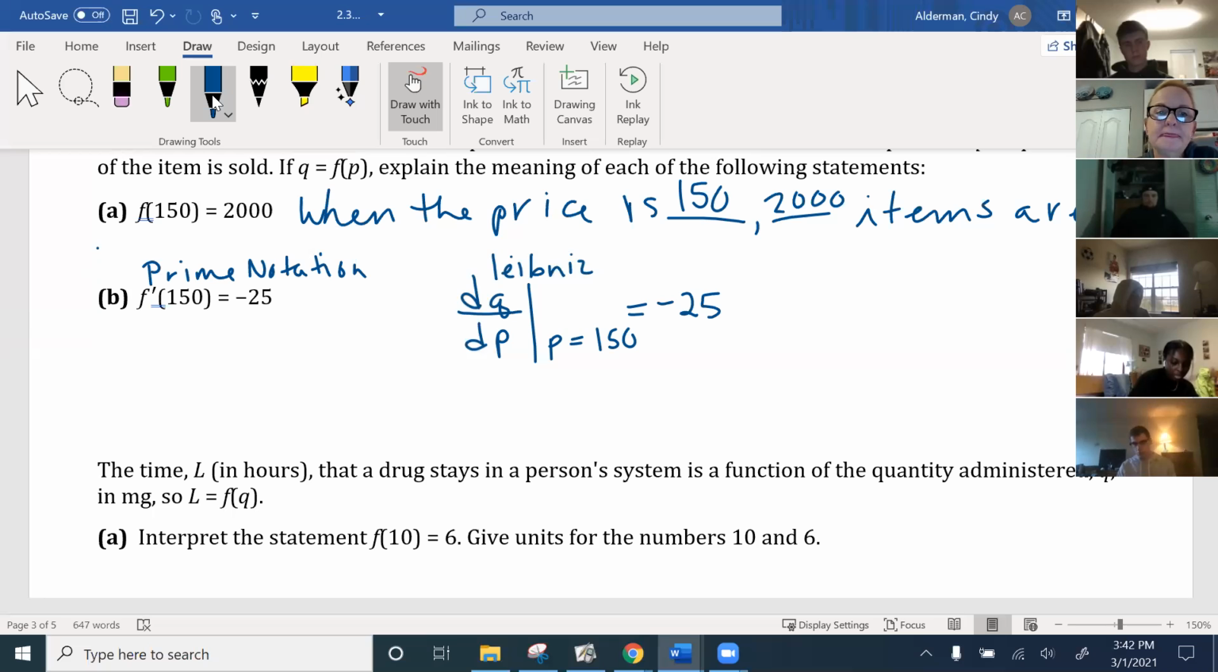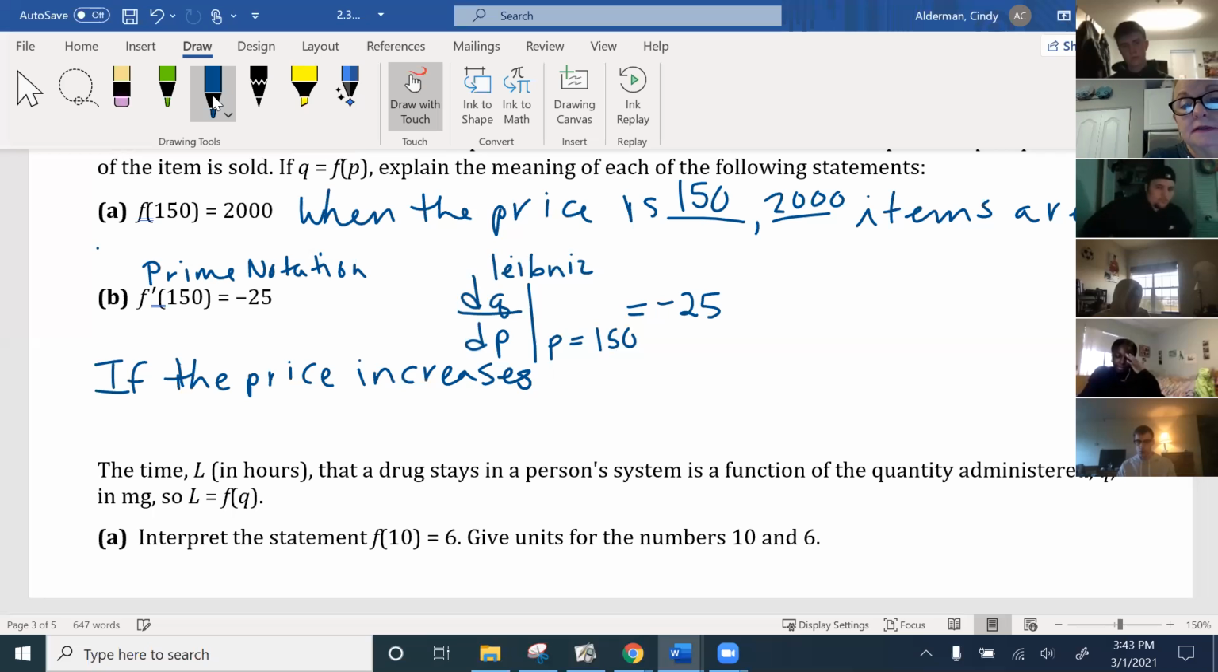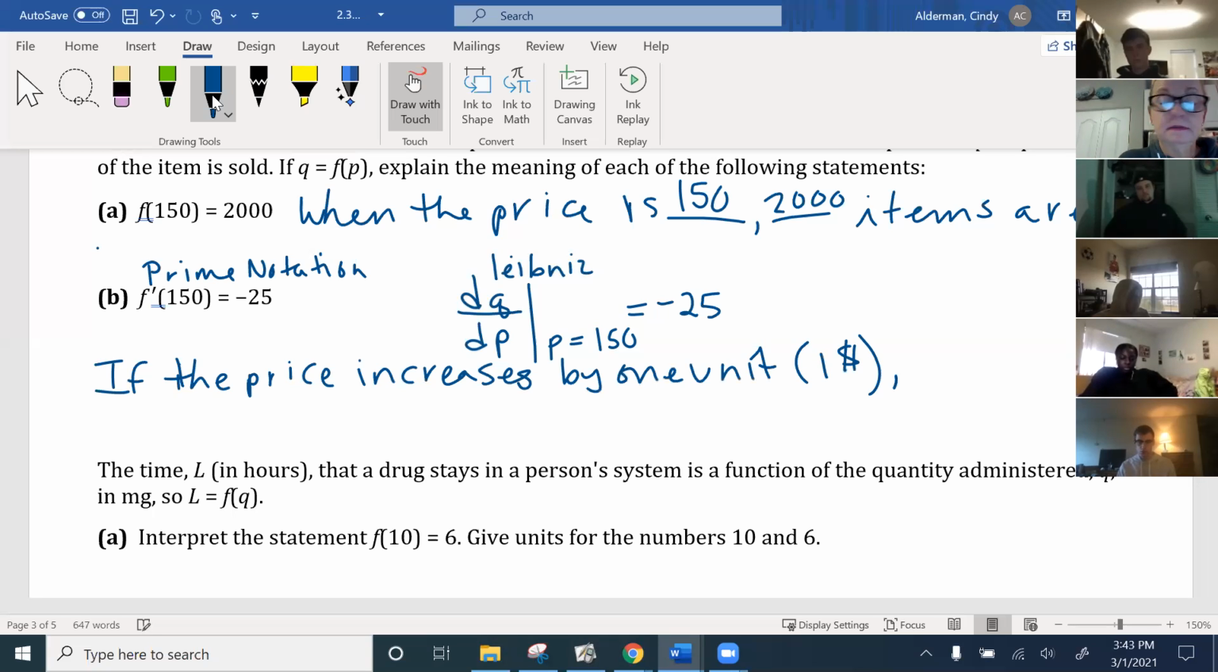So what this means is that if the price increases, and let's fill in the blank here too. If the price increases by 1 unit, in this case, $1, then what happens? You just did the derivative, what happens?